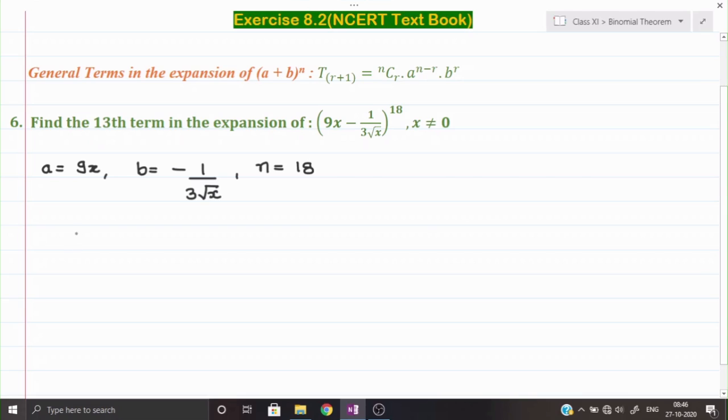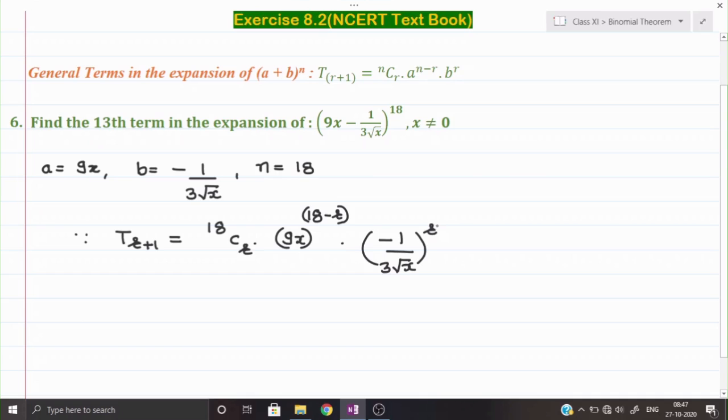So first we shall find out the value of T R plus 1. T R plus 1 is equal to nCr. So 18CR into A, that is 9x whole power n minus r, so that will be 18 minus r, into B, that will be minus 1 upon 3 under root of x whole power r. Okay, b to the power r comes.